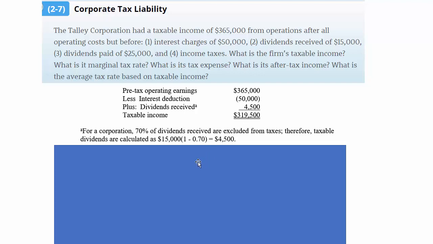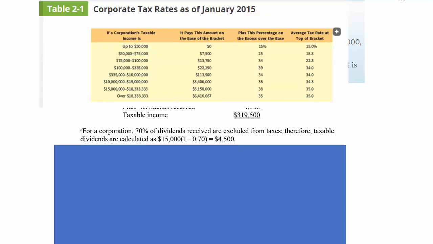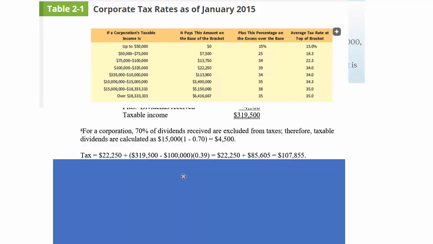So the next thing we have to do is figure out what the taxes are. Okay, now you see I've moved the corporate tax rate and put it up here where you can see it. This is from Table 2, and we've got to calculate what that tax liability is. So we take $22,250, the reason we're doing that is our taxable income is $319,500. So we're falling on this row right here between 100 and 335. So we take $22,250, and then we take 39% times any amount over $100,000.